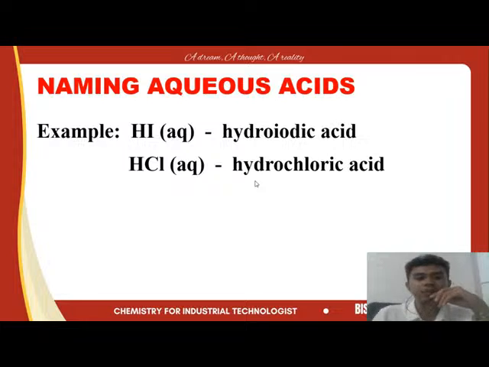Always remember that they have the same components: hydrogen and iodine for one, and hydrogen and chlorine for the other. Only their property changed. It's because of the external factor, in this case, water. So let's proceed.